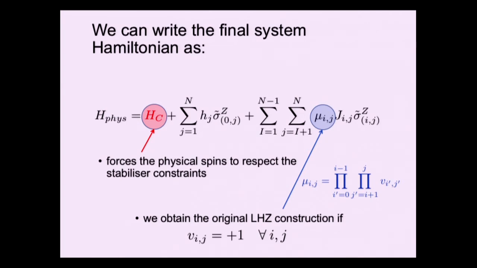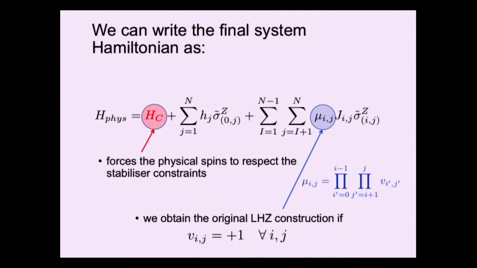Now, we can write the final Hamiltonian of the system in the following way. HC, again, is our constraints, which force the physical system to respect the stabilizer constraint. And then we have to form a logical Hamiltonian, and here we introduce this parameter mu, and mu is essentially a product of the Vij of neighboring plaquettes. And by taking all the Vij to 1, we can obtain the original LHZ construction.